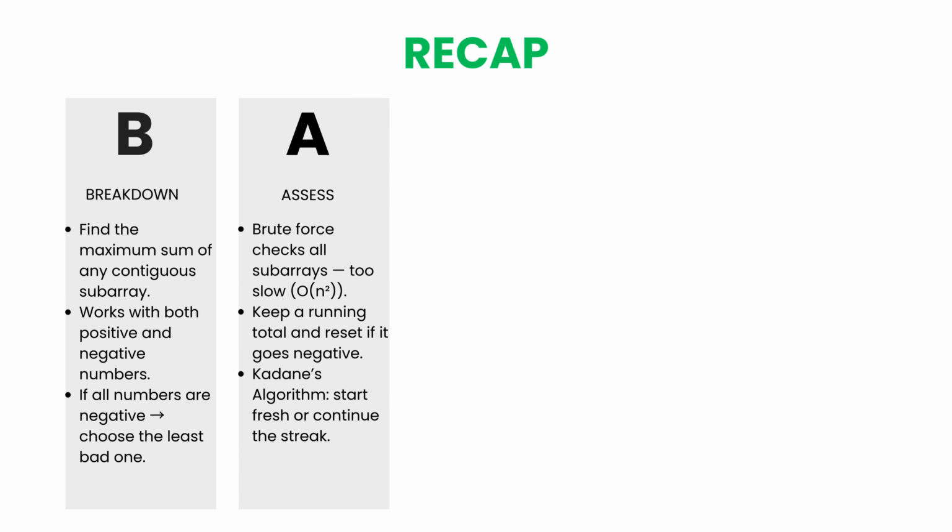Assess recap. We began by comparing strategies. The brute force approach tries every possible subarray, but that's far too slow. The insight comes from recognizing a pattern. If your running total ever drops below 0, it can only hurt future sums. That's where Kadane's algorithm shines. It teaches you to reset and rebuild intelligently as you move forward.